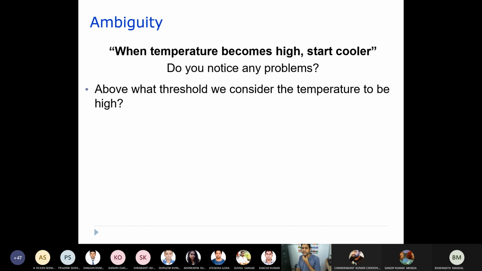So let's see what an ambiguity is through this example. When temperature becomes high, start a cooler. Let's say temperature becomes high, start a cooler. So what is the problem that you notice from this statement? Can anyone tell me what the problem is that you can notice from this? Any student?